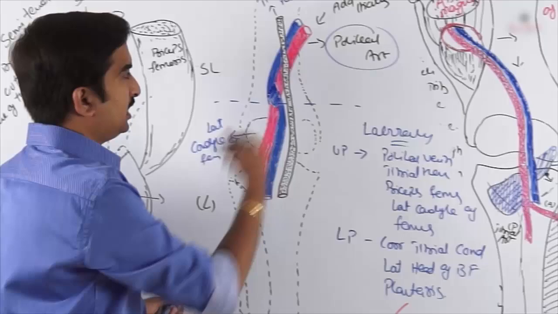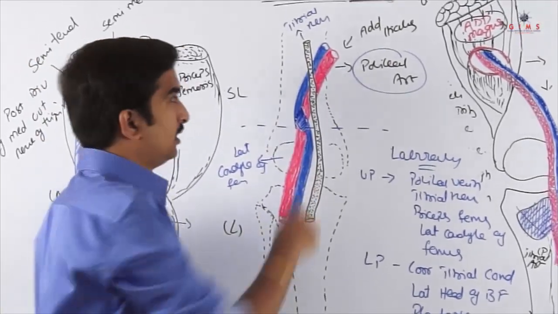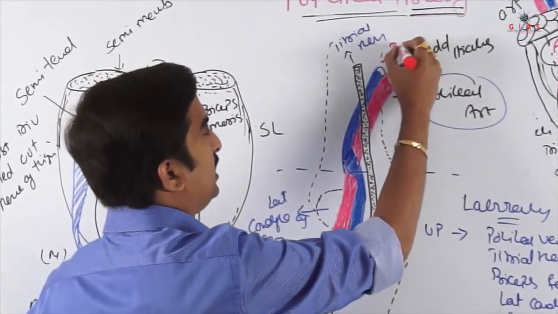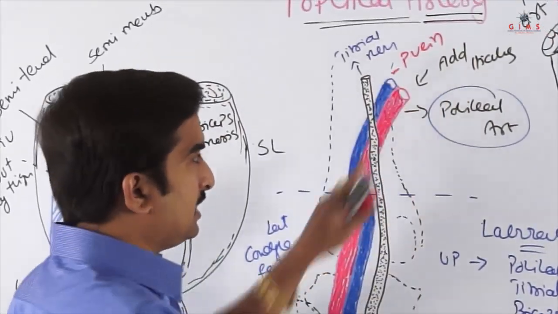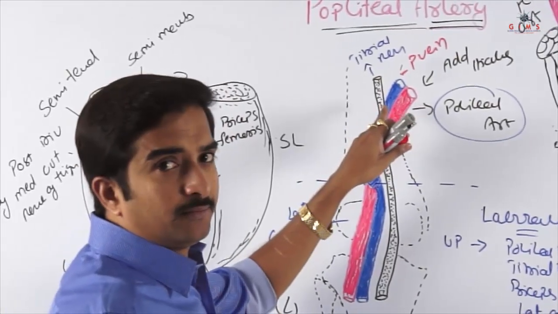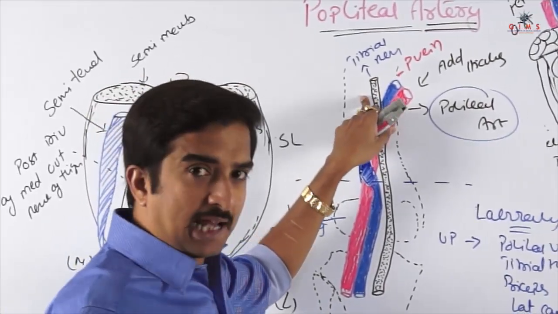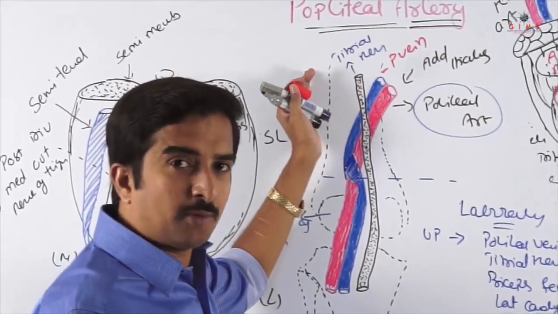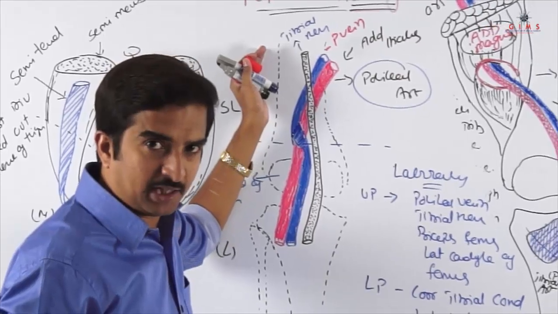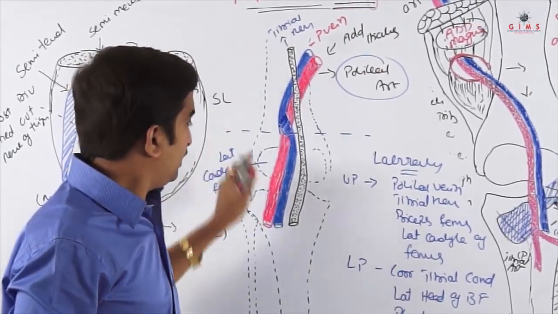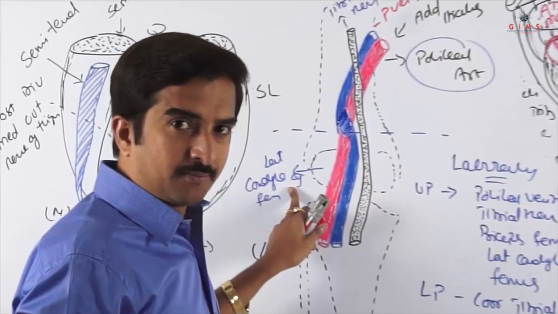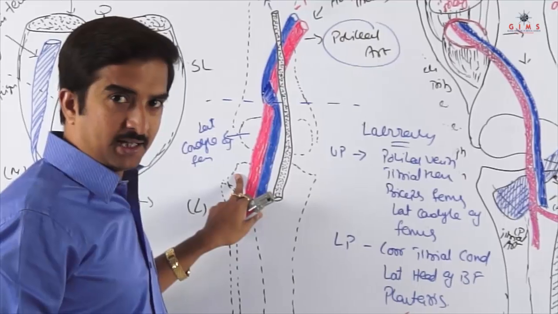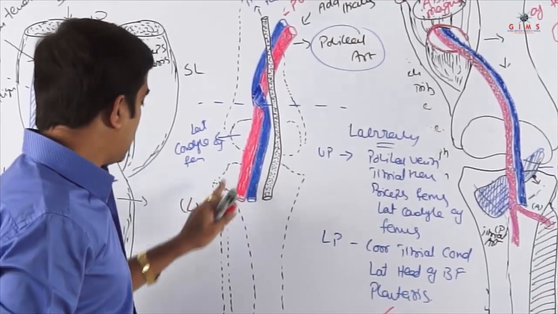And if you see the upper part of the artery, the popliteal vein is lateral to the artery, and the tibial nerve is also lateral to the artery. You have the biceps femoris muscle here because it forms the supralateral boundary of the popliteal fossa, and it is related to the lateral condyle of the femur, and in the lower part it is related to the corresponding condyle of the tibia.